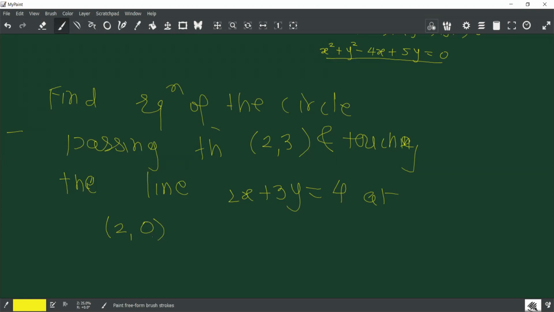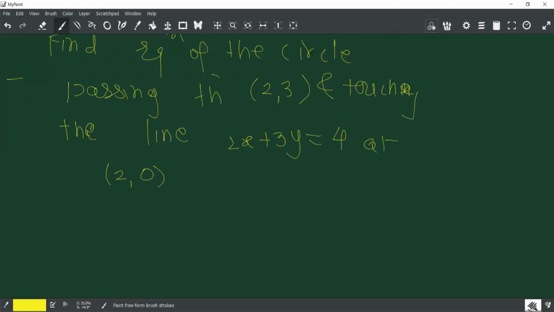Did you do that? x square plus y square minus 6x minus 3y. Whose answer is that, Yash? Just check the answer once.